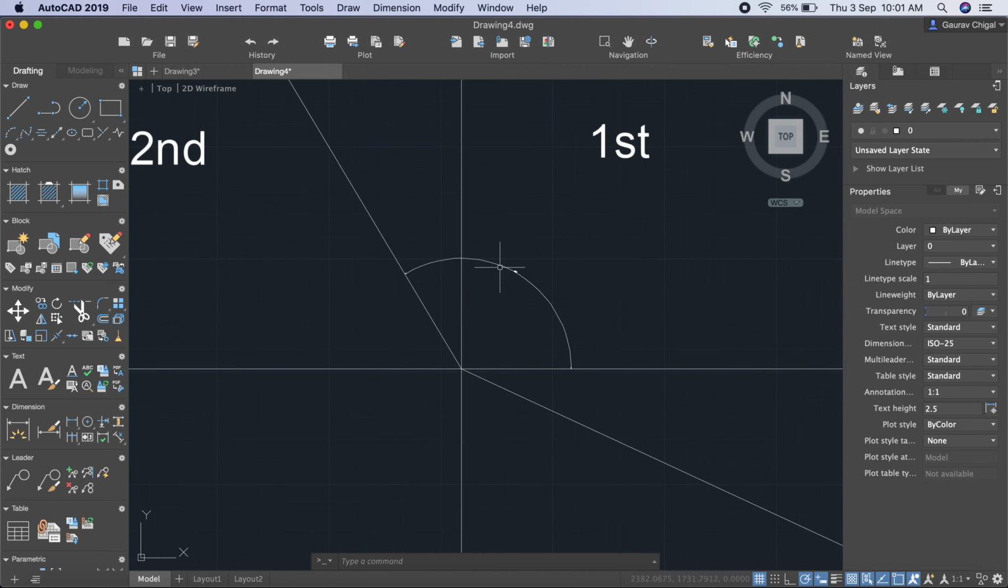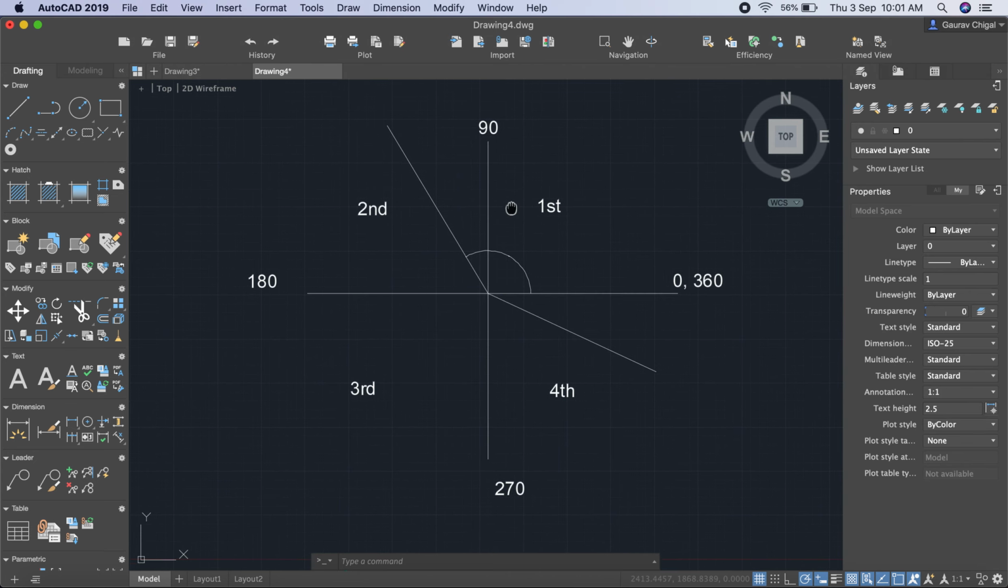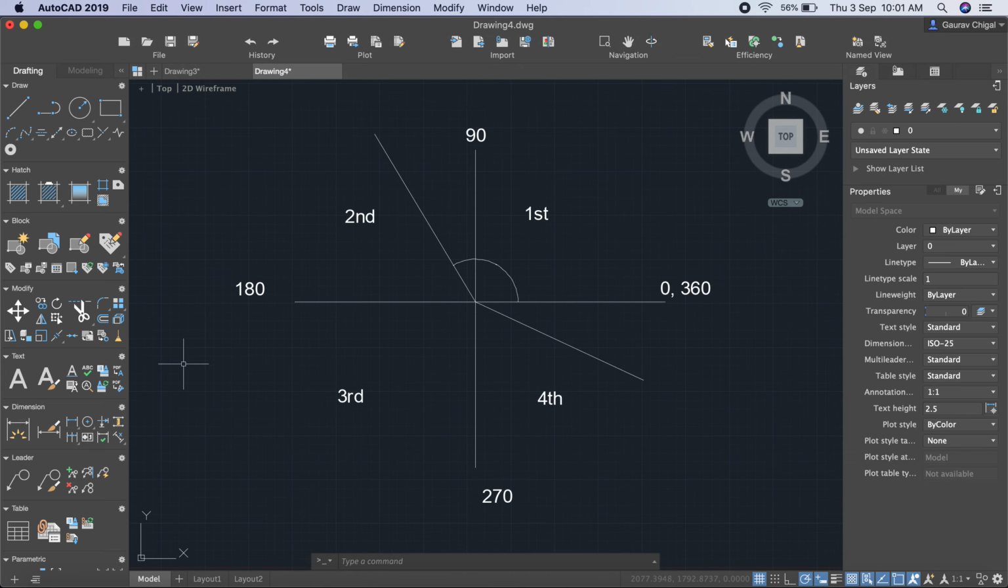So this is your quadrant system here, and in the quadrant system I defined the angles, the direction of angles and the quadrants.